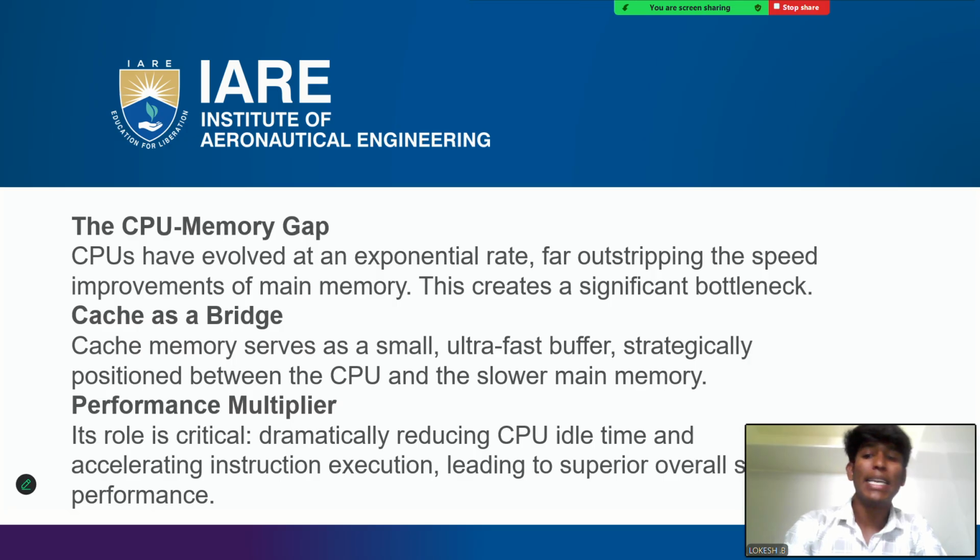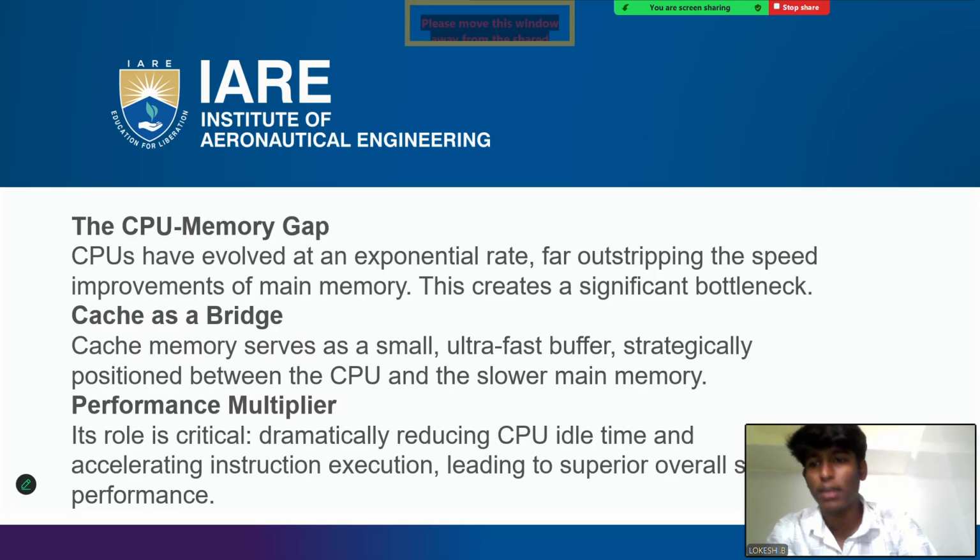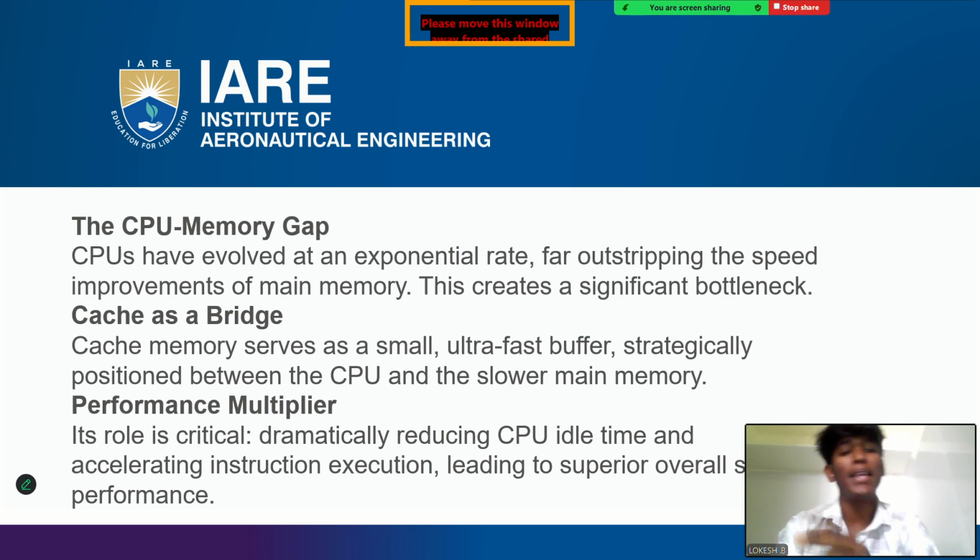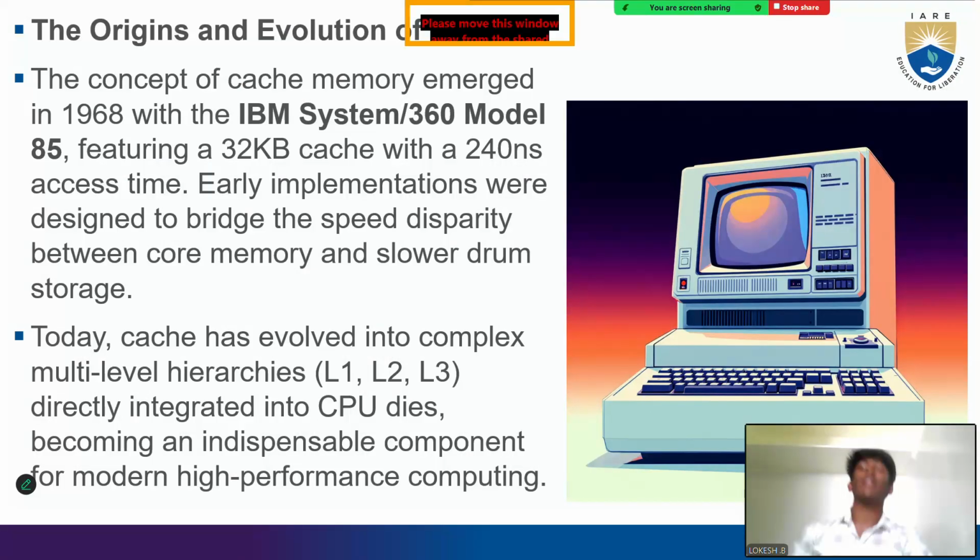It is a performance multiplier. Its role is critical, dramatically reducing CPU idle time and accelerating instruction execution, leading to superior overall system performance. So, the origins and evolution of cache memory.